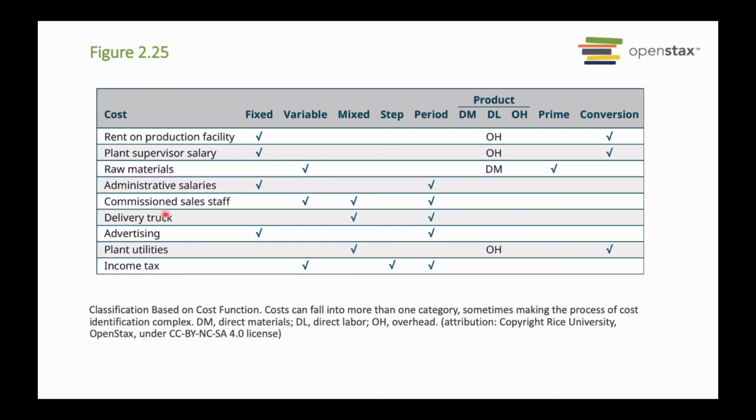This table summarizes the categorization of different expenses. For example, rent on the production facility will normally be a fixed cost. It will also be a part of product cost because it forms part of manufacturing overhead. And since it forms part of overhead, it will also be a conversion cost. So a particular expense will have more than one categorization.